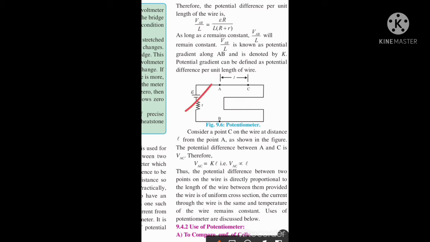This figure gives us the construction of the potentiometer instrument. In this, wire AB is the potentiometer wire having length capital L, resistance capital R, and this wire has uniform cross-sectional area A. That is the construction of the potentiometer instrument.